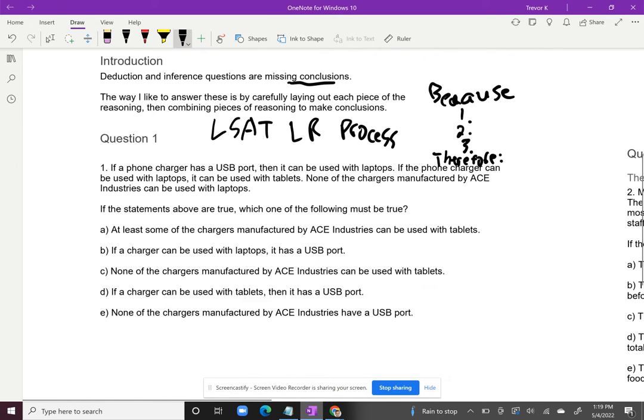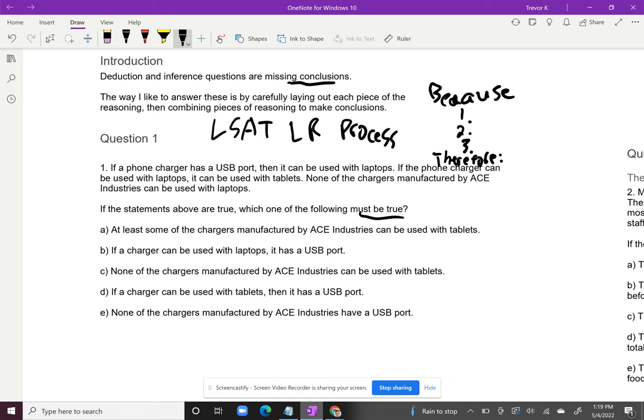So question number 1, a classic deductions and inferences question. We've got a bunch of arbitrary statements. They don't have the same common sense logic as the rest of LR. They're really exercises in formal logic. If a phone charger has a USB port, then it can be used with laptops. If the phone charger can be used with laptops, it can be used with tablets. None of the chargers manufactured by Ace Industries can be used with laptops. So that's our premises, our because. And then we get: if the statements above are true, which of the following must be true?